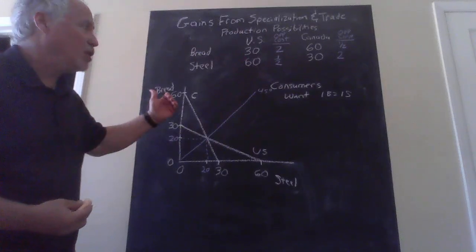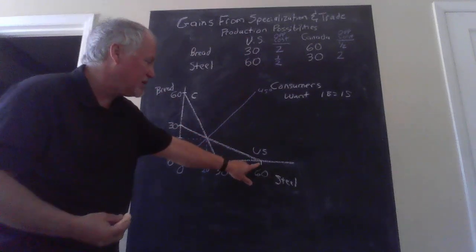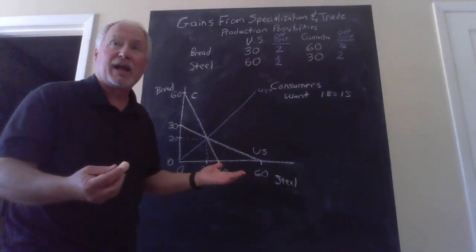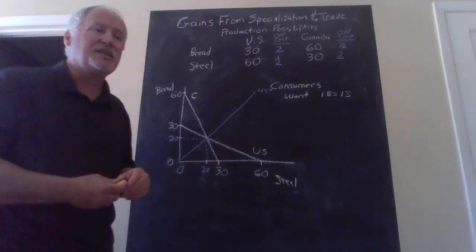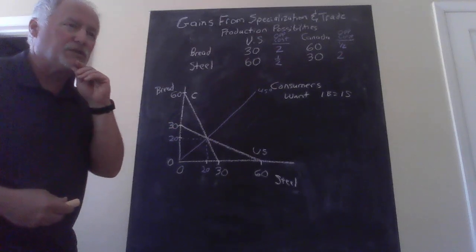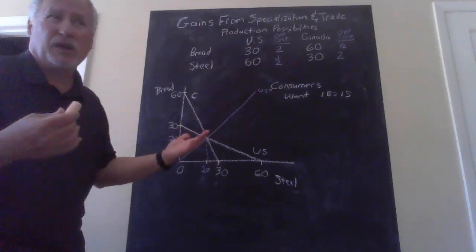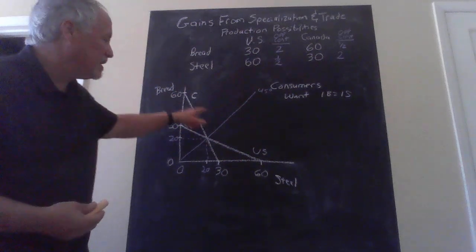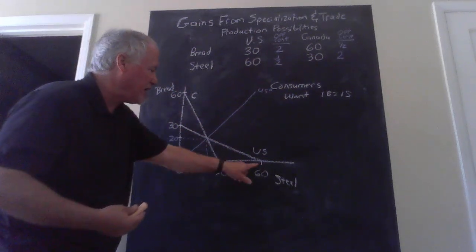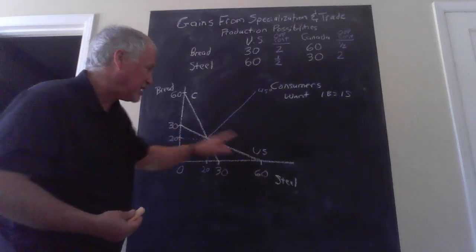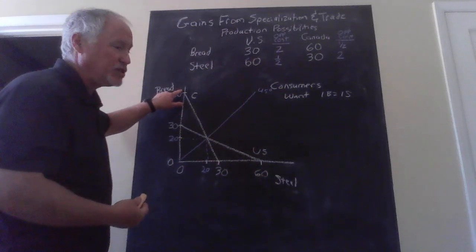So that tells us the U.S. is going to produce 60 units of steel, and that's what they have to sell in the international market. And Canada is producing 60 units of bread, and that's what they have to sell, and whatever they don't sell to the United States, they get to keep for themselves. So we have a CPC that has to be anchored from the U.S.'s point where they're going to be producing. That's here with specialization, and Canada with specialization is up here.